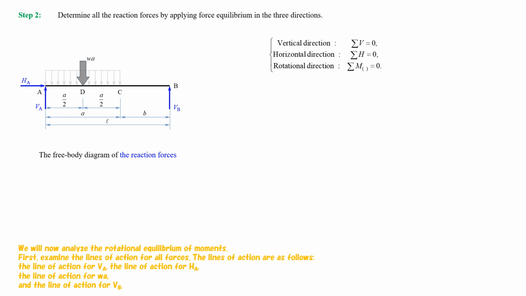We will now analyze the rotational equilibrium of moments. First, examine the lines of action for all forces. The lines of action are as follows. The line of action for VA. The line of action for HA. The line of action for W multiplied by A. And the line of action for VB.